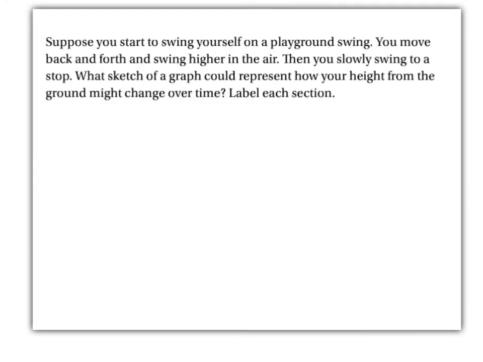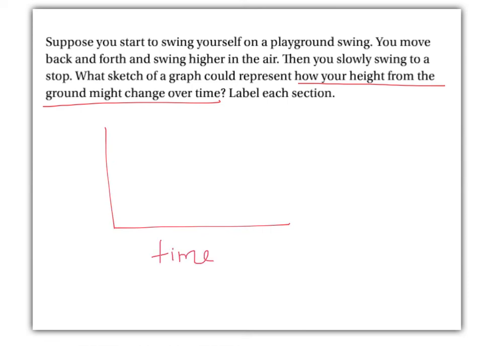Okay, and last one. This says, suppose you start to swing yourself on a playground swing. You move back and forth and swing higher in the air. Then you slowly swing to a stop. What sketch of a graph could represent how your height from the ground might change over time? So this right here, height from the ground over time. That's going to tell you your variables. Almost always, time is on the x-axis. And we're going to get into independent and dependent variables. But then we're going to put height here.